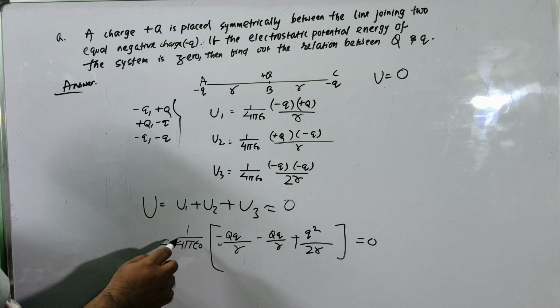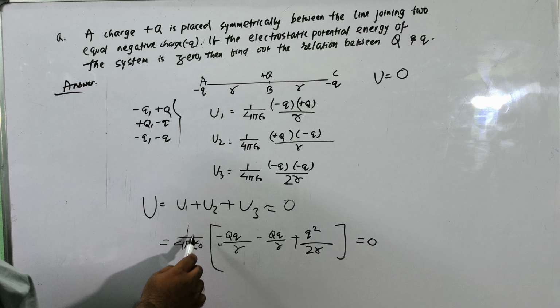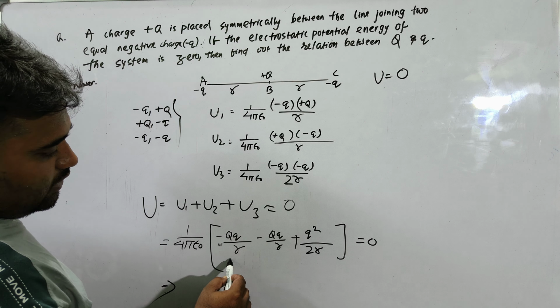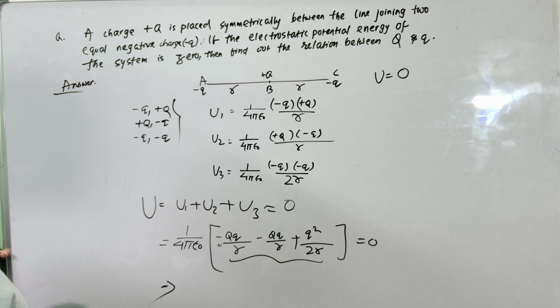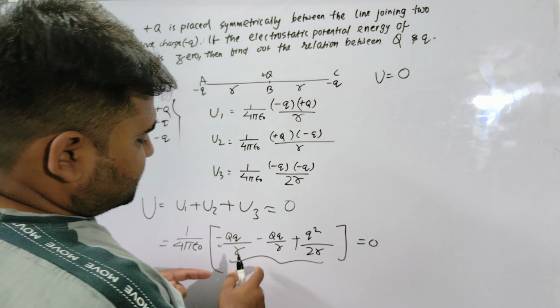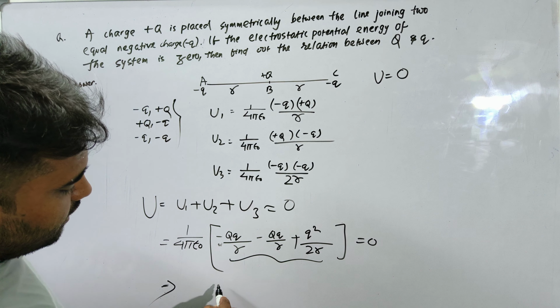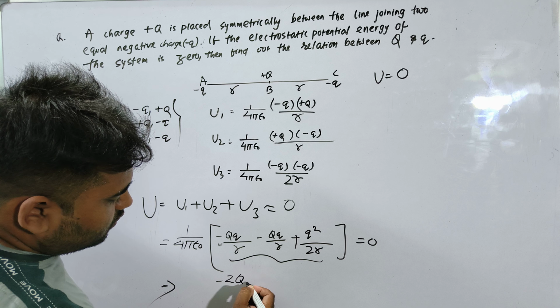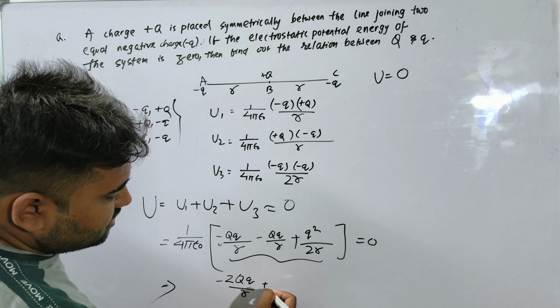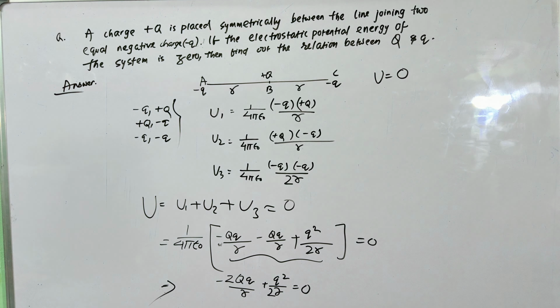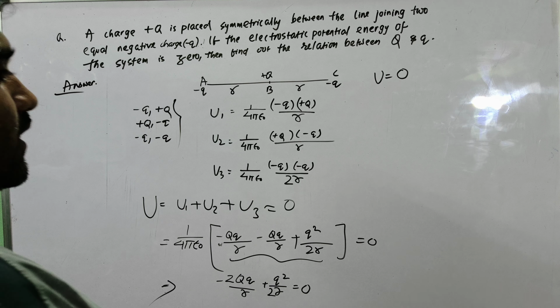Now we need to eliminate these things. These get to that side and we get a 0. Now just do the operations. This thing is 0. See, minus q by r minus q by r, they are similar things. So you write minus 2q by r plus q square upon 2r is equal to 0. So this is the answer.